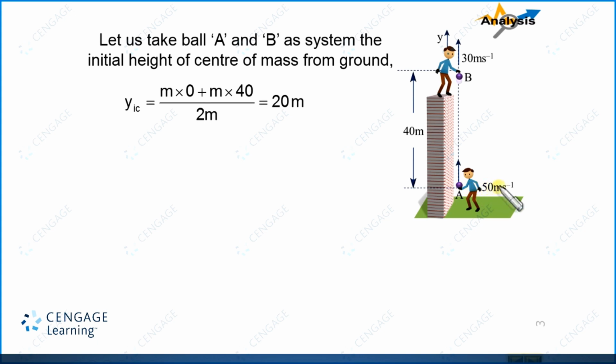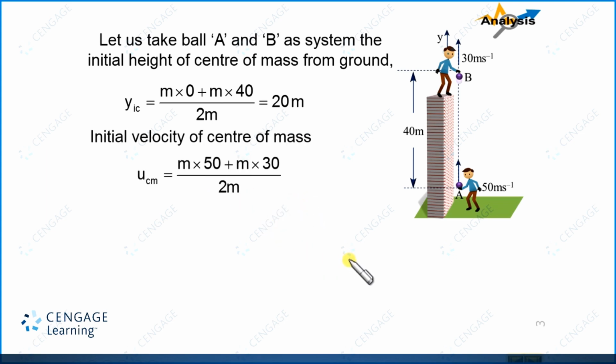Now let us find the initial velocity of the center of mass. Initial velocity of this ball is 50 meter per second in the upward direction, and this is 30 meter per second also in the upward direction. Let us consider upward direction as positive, so we can write U CM equal to m multiplied by 50 plus m multiplied by 30 divided by m plus m. This will be the initial velocity of the center of mass.